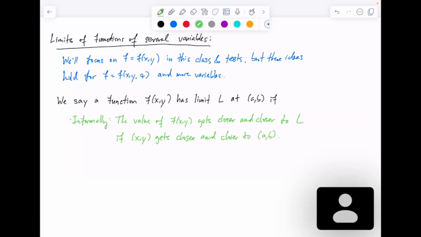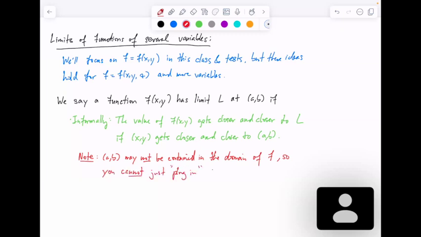Note that oftentimes your functions might have a domain that does not contain (a,b), which means you cannot actually evaluate your function at the point (a,b), which is why we have this idea of limits. Limits are more general than evaluating functions at points. You can oftentimes not plug in (a,b) to your function. You can only see the behavior of your function as (x,y) approaches (a,b). So note that (a,b) may not be contained in the domain of f, so you cannot just plug in (a,b).